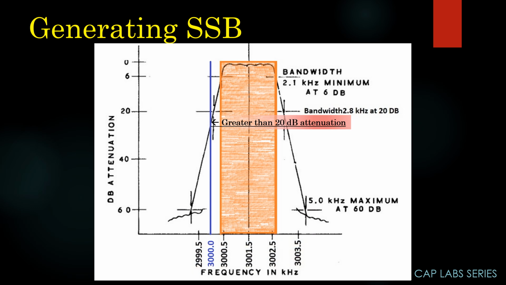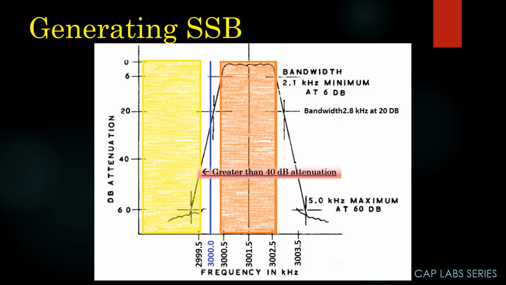Now the next question is, what about the lower sideband? Where is it in all of this? Well, if you remember your frequencies from before, you know the lower sideband is down in this area. So let's take a look at it. There's your lower sideband. And at the best, it is attenuated 40 dB.